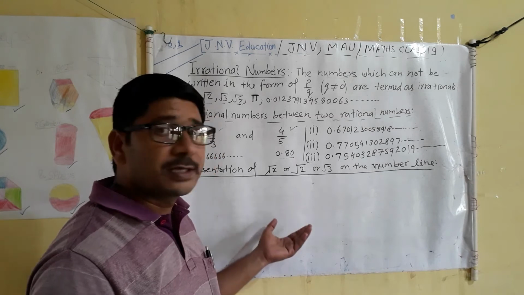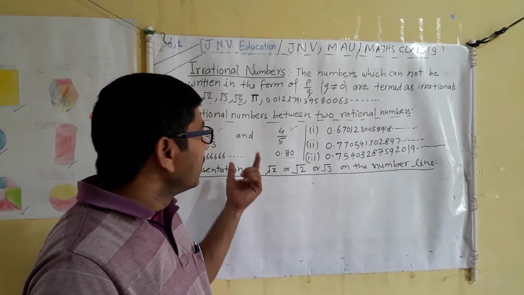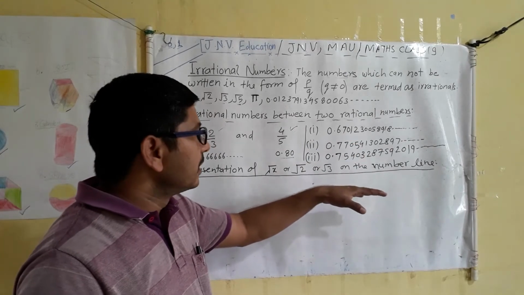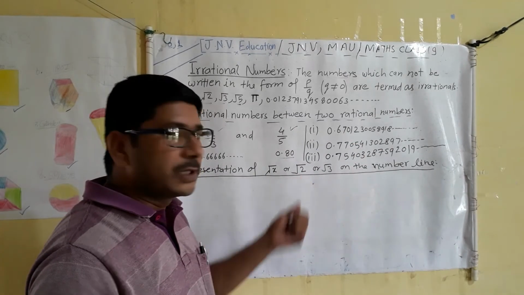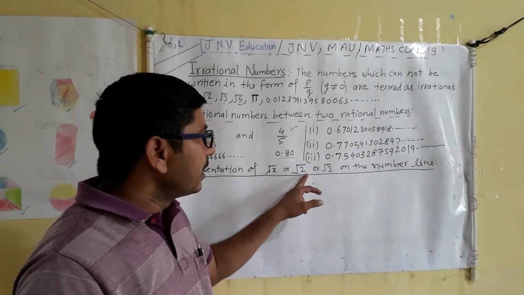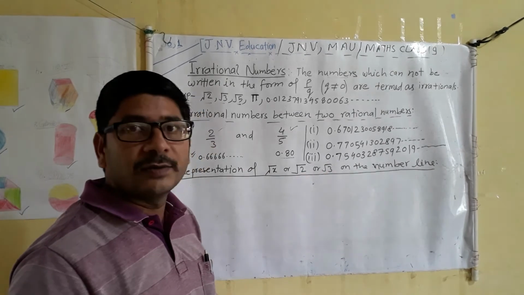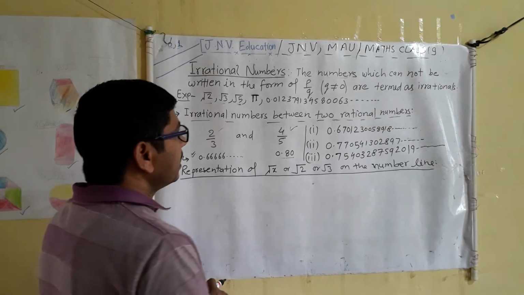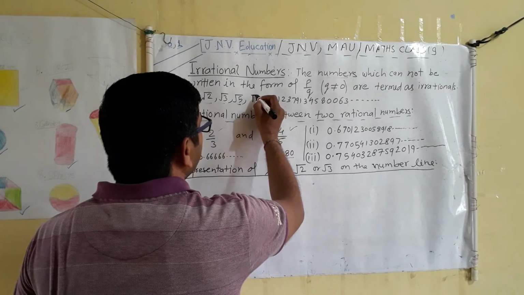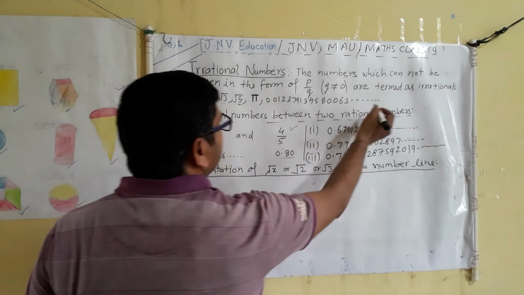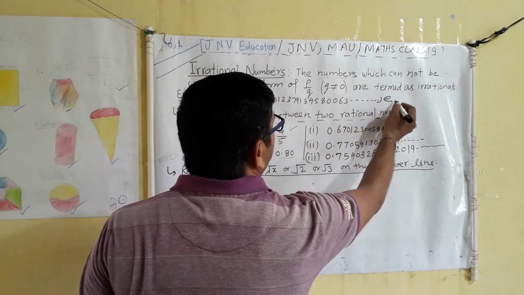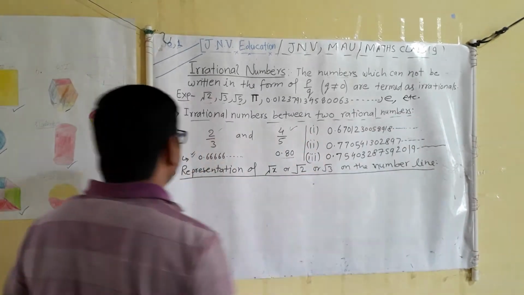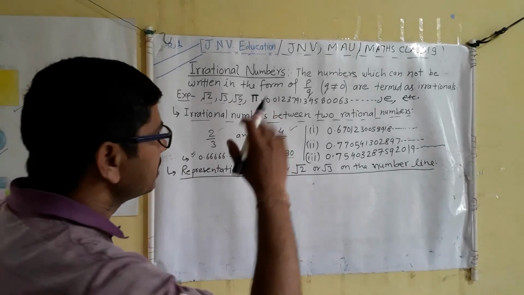Yesterday we discussed the non-terminating, non-recurring decimals and how they come. The square roots of non-perfect square numbers are in the form of non-terminating, non-recurring decimals, and some more special values like pi and e are also irrational numbers. e also lies between 2 and 3, and it is irrational.